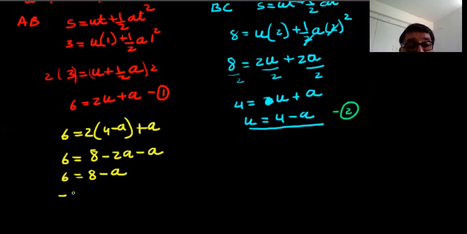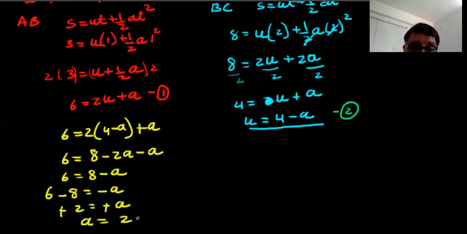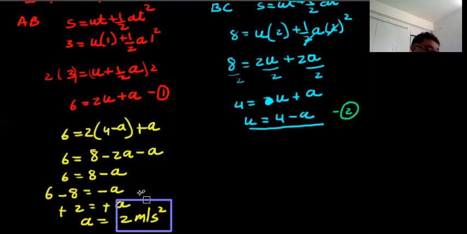So now 6, 8 will go on the other side. So we'll have minus 6 minus 8 equals minus a. So minus 2 equals minus a. Adding on both the sides, we get acceleration equals positive 2 meters per second square. So this is the acceleration, which is positive 2 meters per second square.